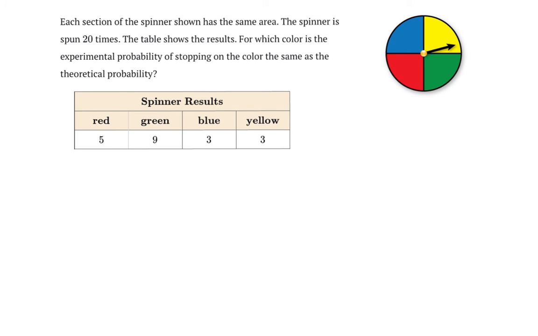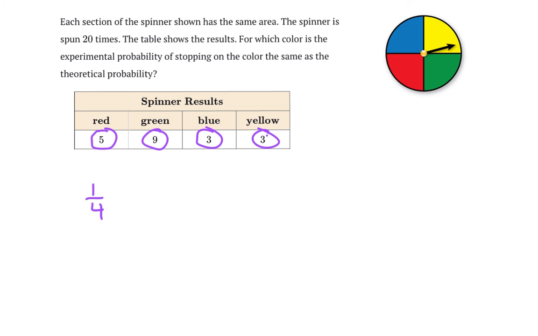So here's an example. We've got this spinner, and you've all spun a spinner before. It says each section of the spinner shown has exactly the same area. So theoretically, to spin a red or a green or a blue or a yellow, each one should be 1/4, right? It should be 25% or 1/4, or 0.25, the probability. But here's what happens as we do this experiment. We spun it 20 times. It landed on red 5 times, green 9 times, blue 3 times, and yellow 3 times.